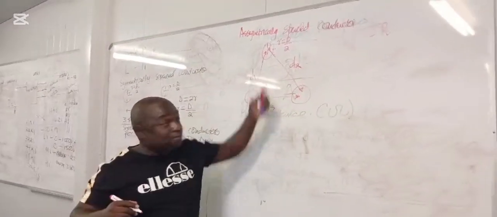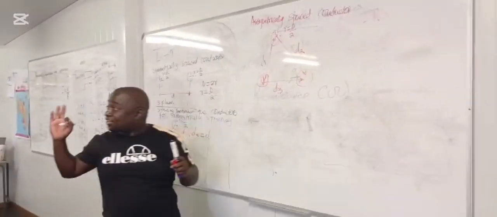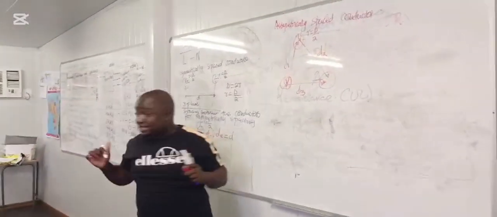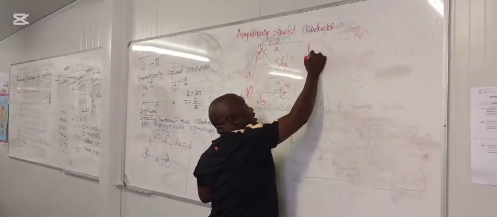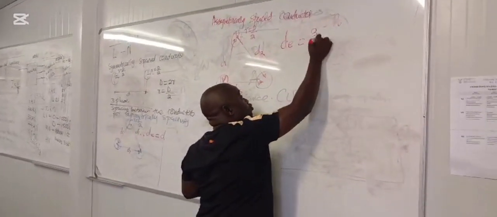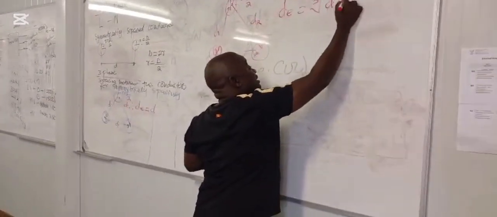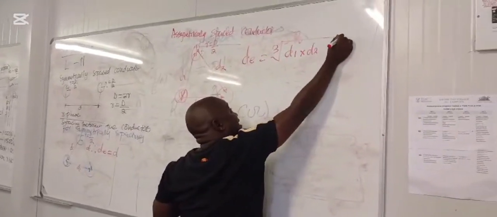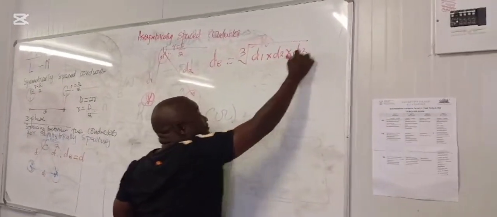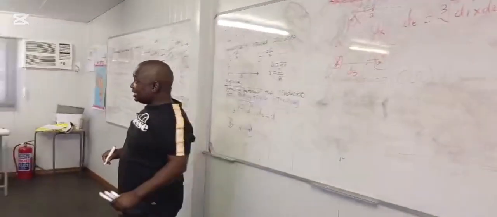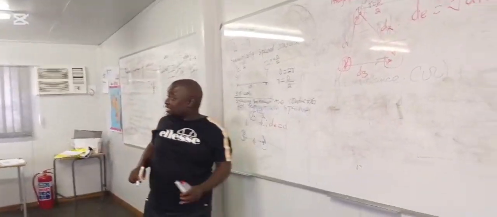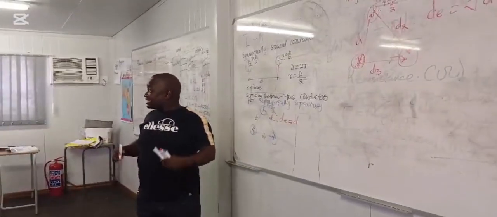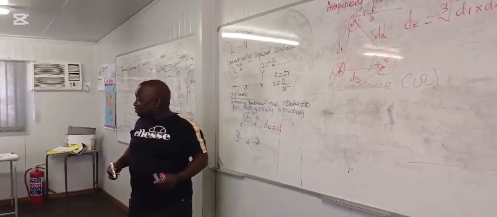The equivalent spacing between the conductors for a three-phase is given by this formula. D equivalent is equal to the cube root of D1 multiplied by D2 multiplied by D3. That will be the spacing of the conductors in asymmetrically spaced conductors.